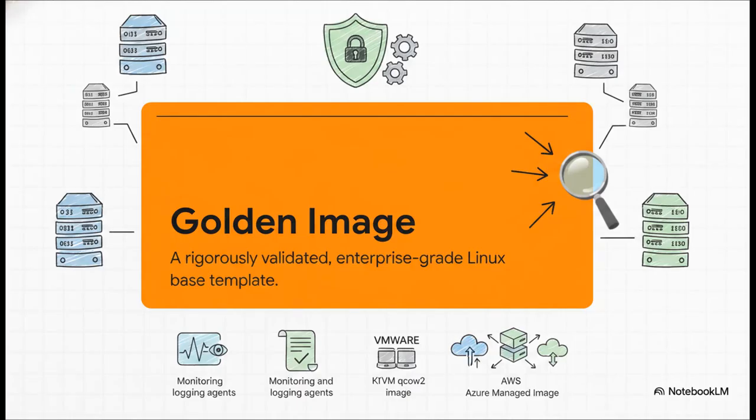A lot of folks tend to think making a golden image is just installing Linux, downloading a few tools, and hitting the snapshot button. But no, a true golden image is way more rigorous than that. It is a strictly validated, enterprise-grade Linux-based template. It's pre-configured with your exact security baselines, your essential monitoring and logging agents, and your compliance rules, all baked in before it is ever packaged up. This image acts as your ultimate source of truth, ready to be deployed instantly as a VMware template, an AWS AMI, or whatever format your environment demands.